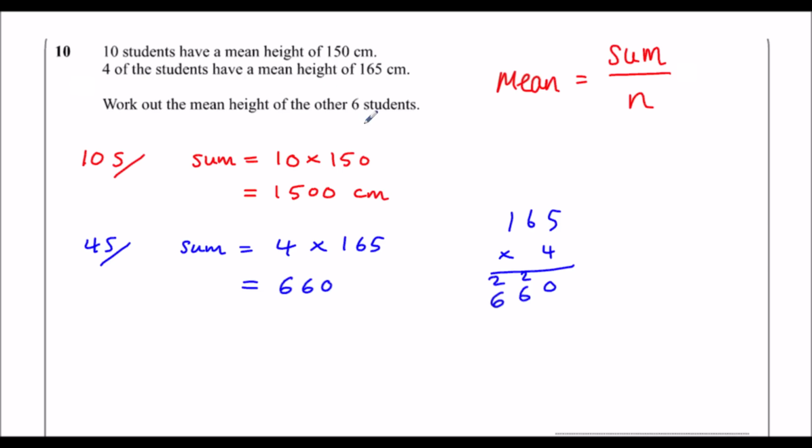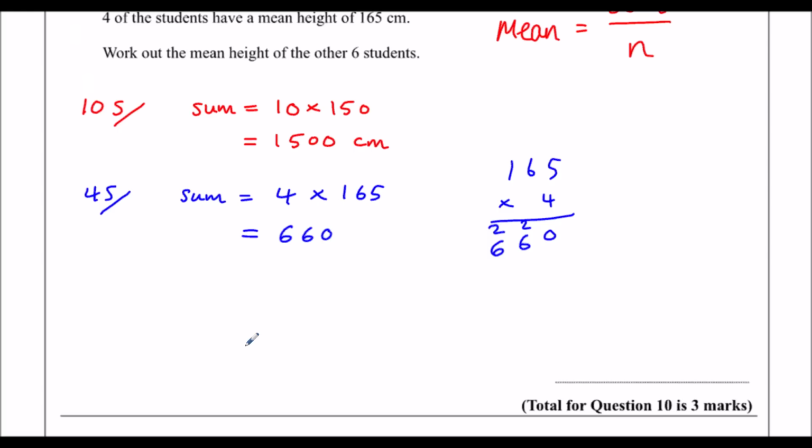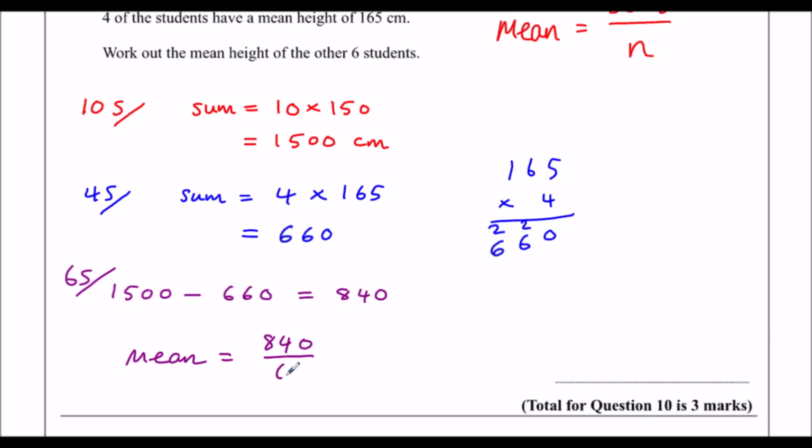Work out the mean height of the other 6 students. So the total height of all the students is 1,500. The total height of 4 of the students is 660. So if we take them away, we'll find the total height of the other 6. So 1,500 take away 660. Take away 600 will get us to 900. Then take away 60, 840. So that's their total height. There are 6 of them, so the mean is 840 divided by 6. 6 goes into 8 once, we have 2 to carry over. 6 goes into 24 4 times, so it's 140 centimeters.